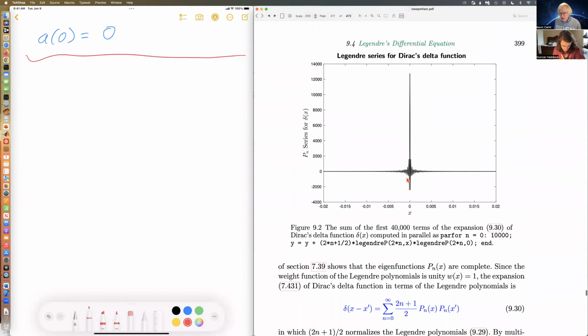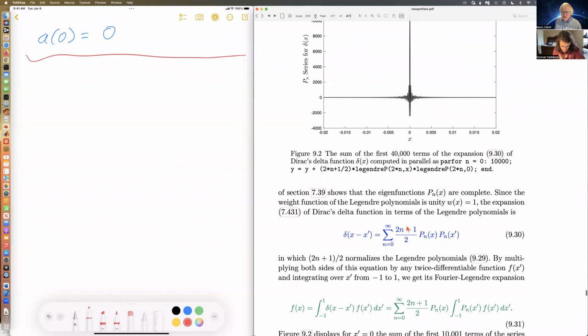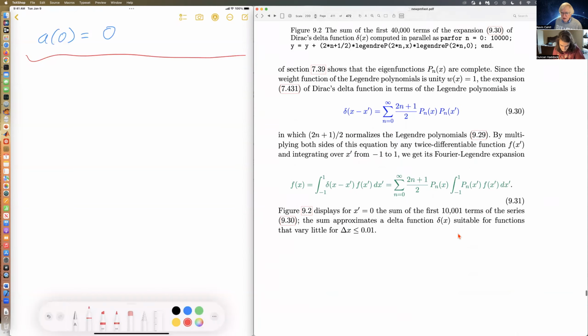And here's an example choosing x prime equal to 0. And this is a sum of 40,000 terms. Because I chose x prime equal to 0, I could skip all the odd n's.